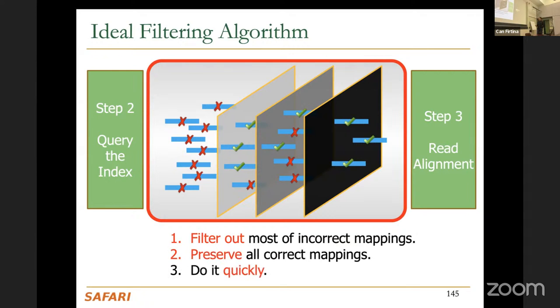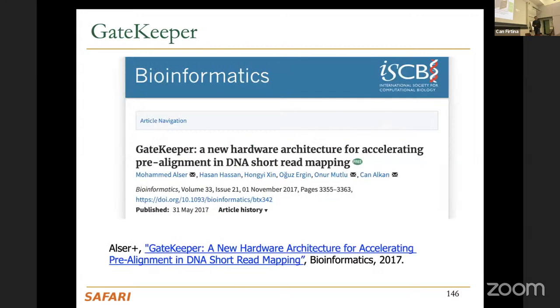So there are certain conditions to it, right? You want to filter out, if not all, then most of the inaccurate, dissimilar regions, but at the same time, we want to preserve the correct ones. We don't want to filter out the ones that are really similar, so we want to keep them because these will be aligned in this step. And of course, we want to do it quickly so that all these three steps are faster than doing these two steps, basically.